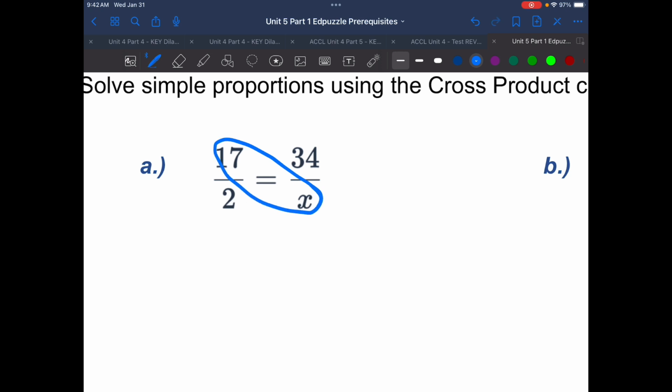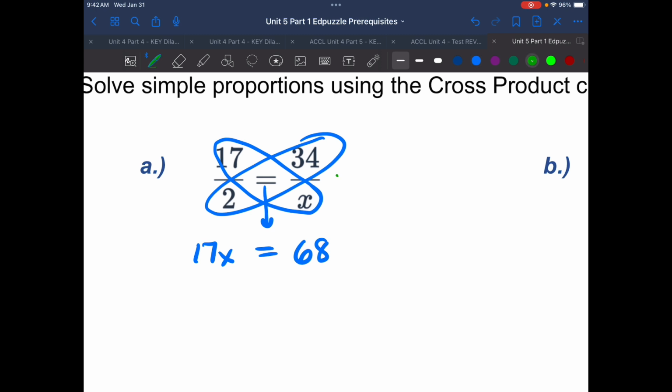Now guys, before you saw us writing 17x over here. I'm gonna start to use an equation. So 17 times x, I'm gonna write that here as 17x. I'm gonna carry down my equal sign, and now I'm gonna set that equal to the other cross product. Now 2 times 34 is gonna give us 68.